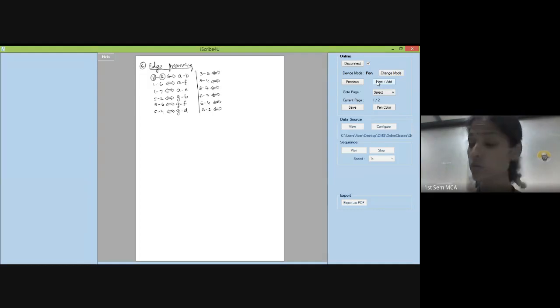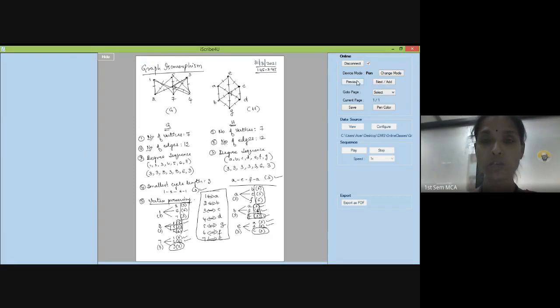Next we have 3 to 6. 3 to 6 is C to F, as 3 is my C. 3 to 4 is C to D. 3 to 7 is C to E. So C to F there is an edge here. C to D also there is an edge. C to E also there is an edge. So they are equivalent to the corresponding 3 to 6, 3 to 4 and 3 to 7.